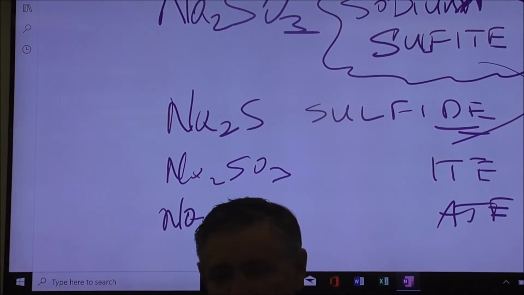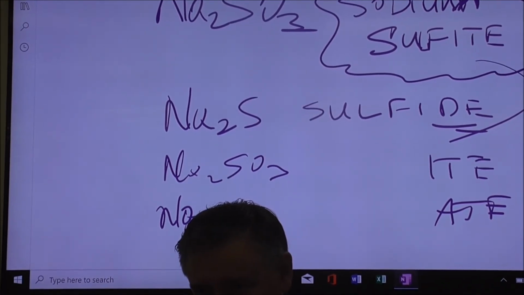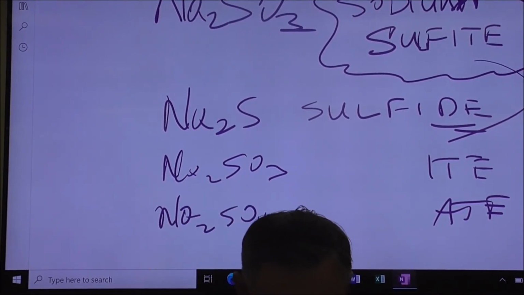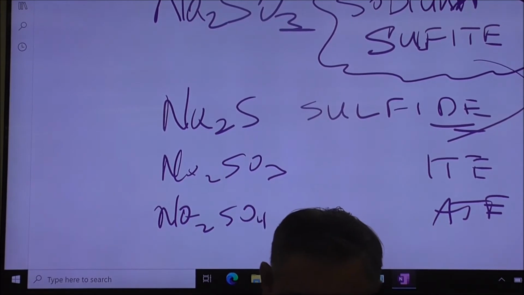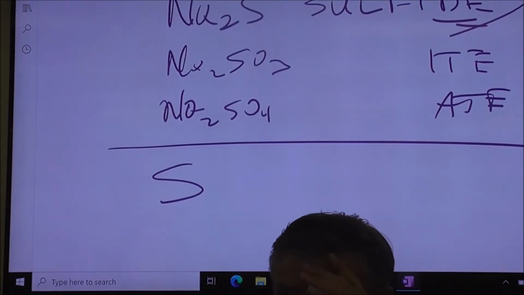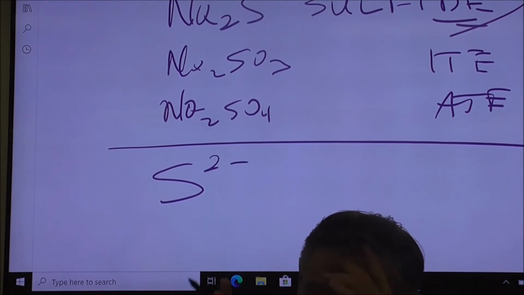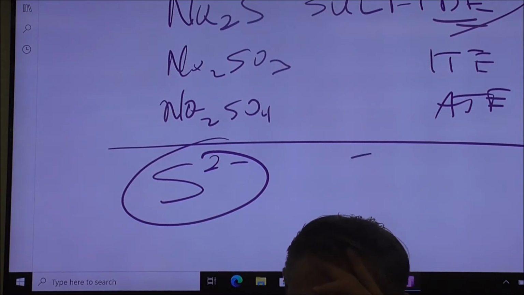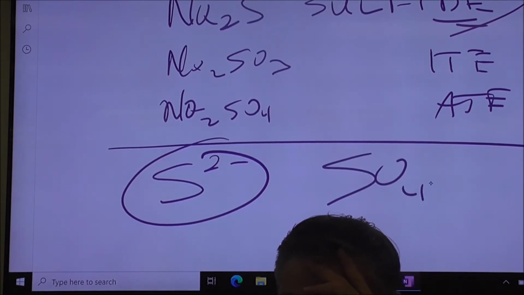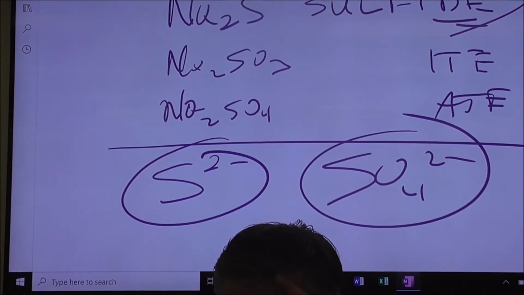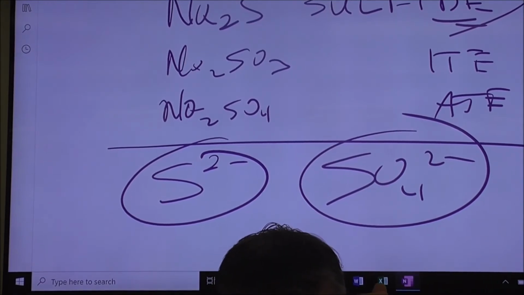Mono means 1. Poly means more than 1. Yeah, I know that, but how do we tell? Let me give you an example. If you have S2 minus, that's monoatomic. It's just 1 atom. If you have SO4 2 minus, that's polyatomic. Oh, okay, I know now. Does that make sense? Yes, sir. Okay. All right.